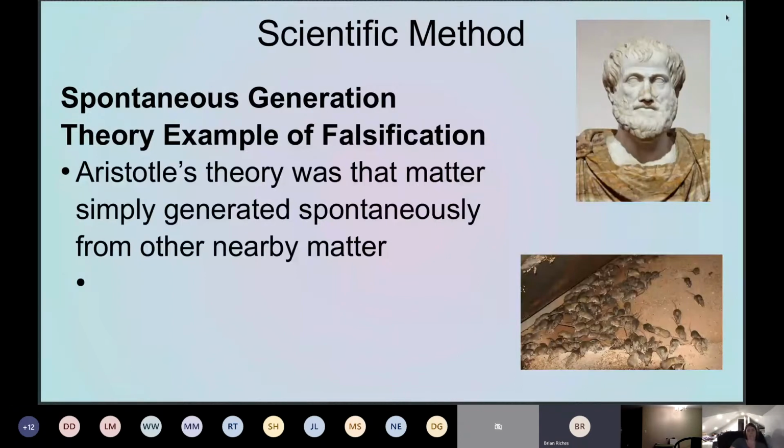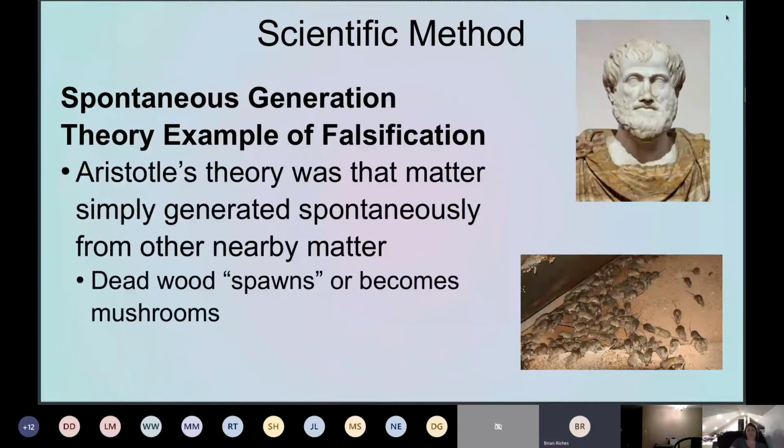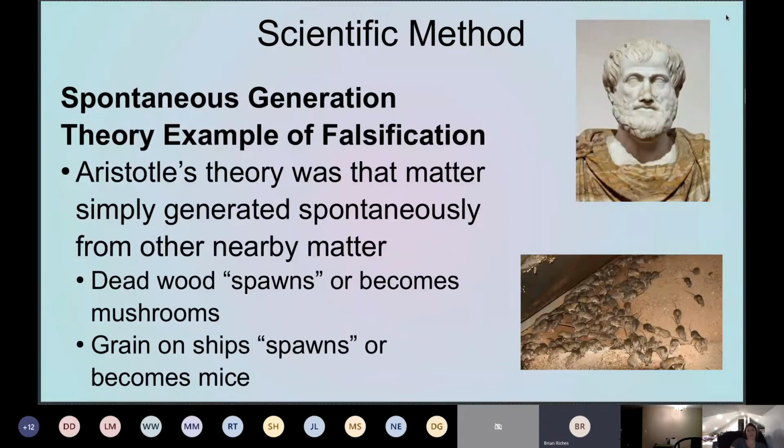If he looked at the observations he could see, you had a silo full of grain, and suddenly one day you go out there and there's mice or rats. So the idea was that the matter of that grain was generating these rats. It was also things like dead wood spawning or becoming mushrooms. On ships also they saw grain, and then all of a sudden mice appeared.